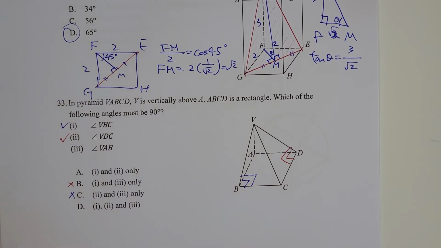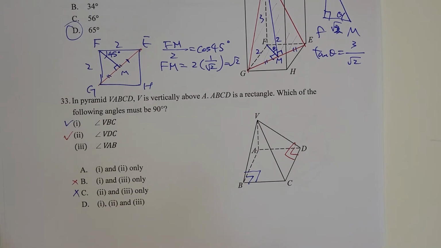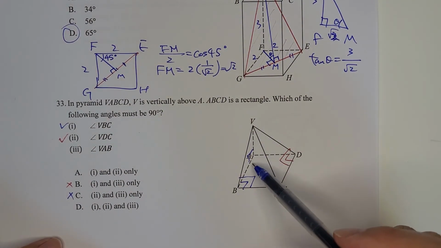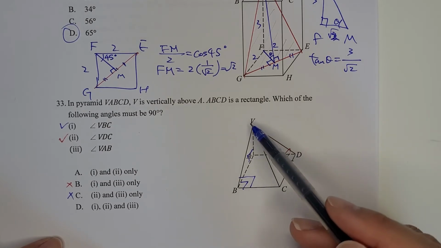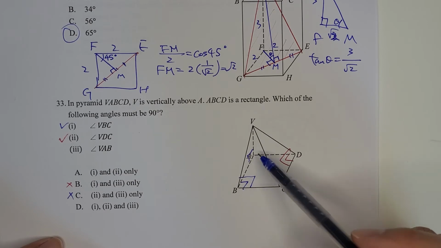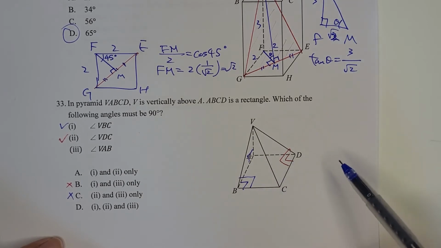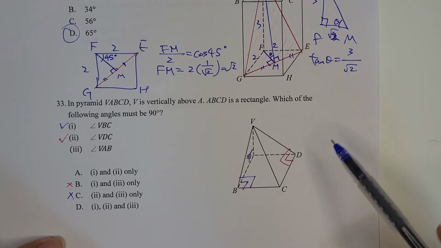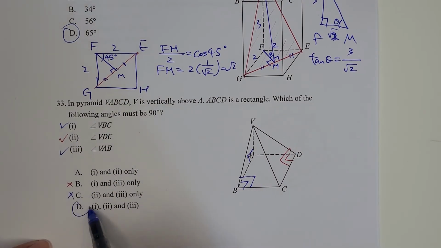And go to the next one, VAB. Of course, it's quite straightforward. V is vertically above A, so VA will be perpendicular to every line on the plane ABCD. Okay? So statement 3 is correct, and D would be the answer.